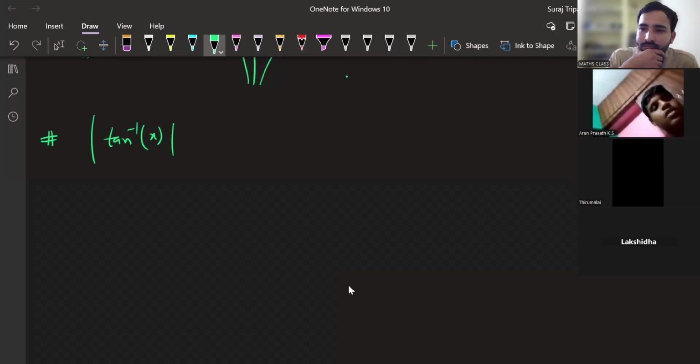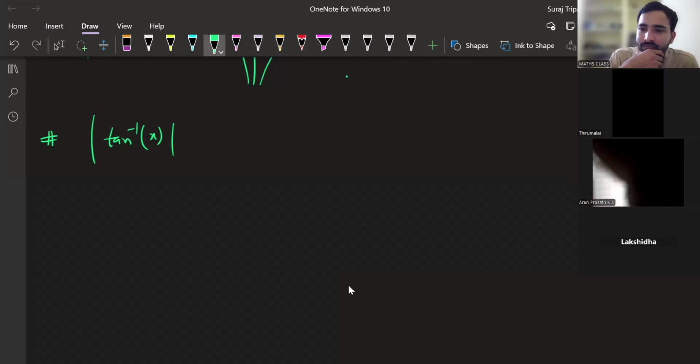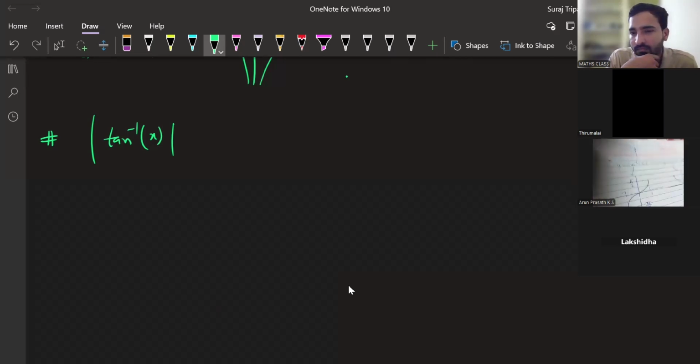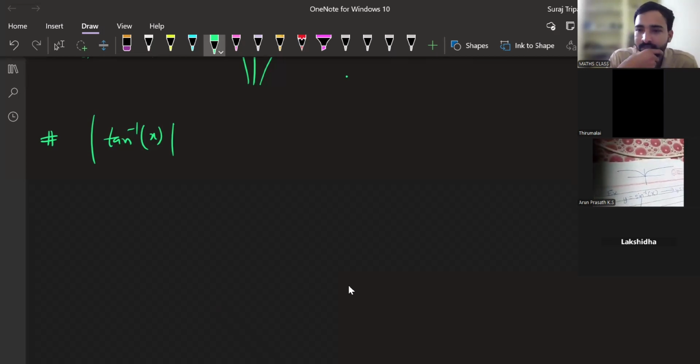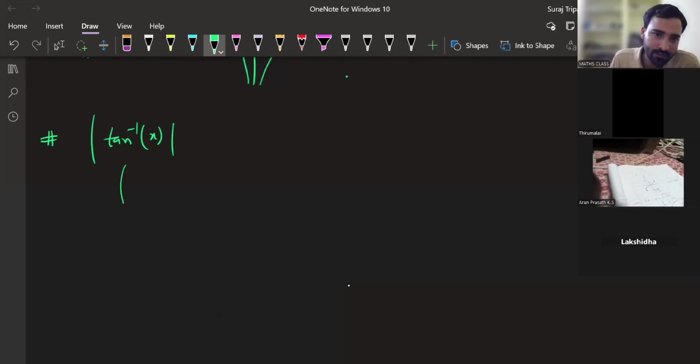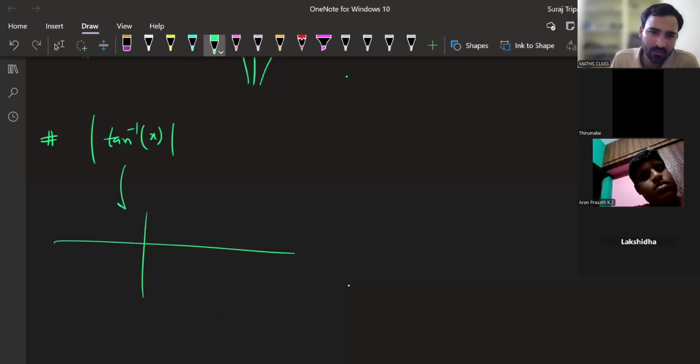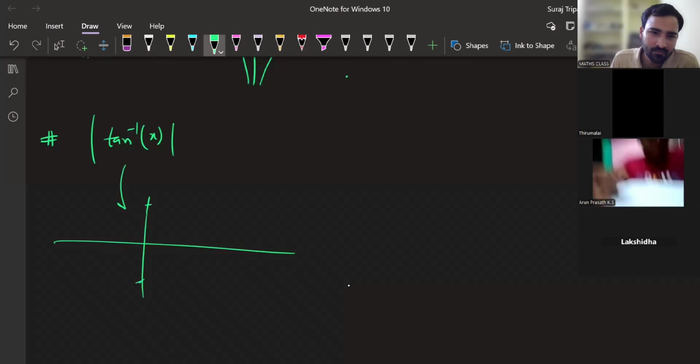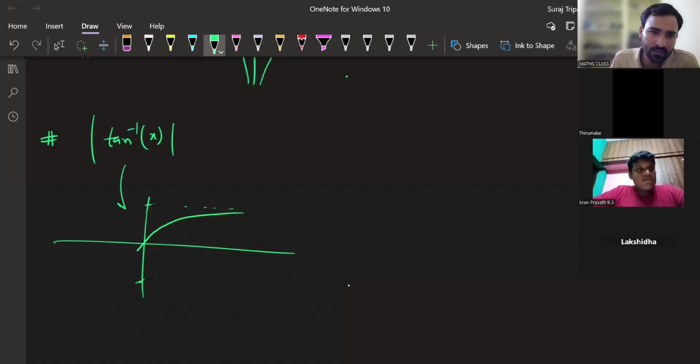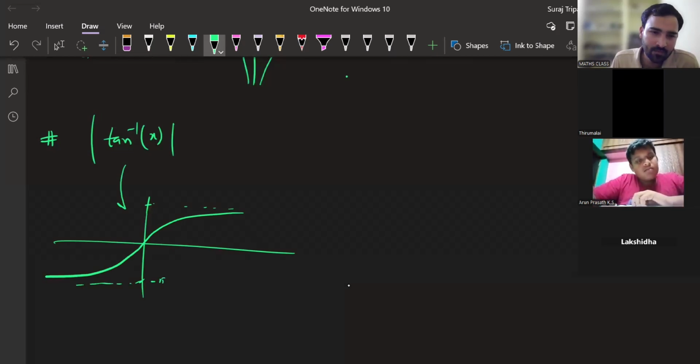Yeah, correct, exactly. Okay, so the graph of tan inverse x is this one. This is the graph of tan inverse x, right? Minus pi by 2, pi by 2. This is the graph of tan inverse x.